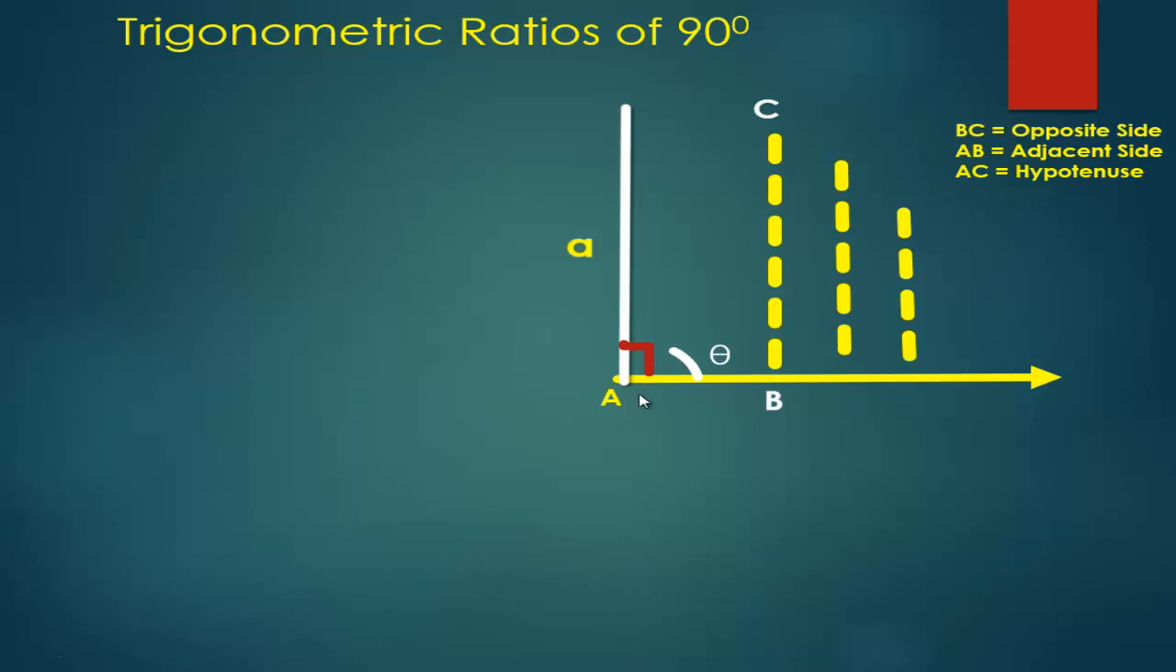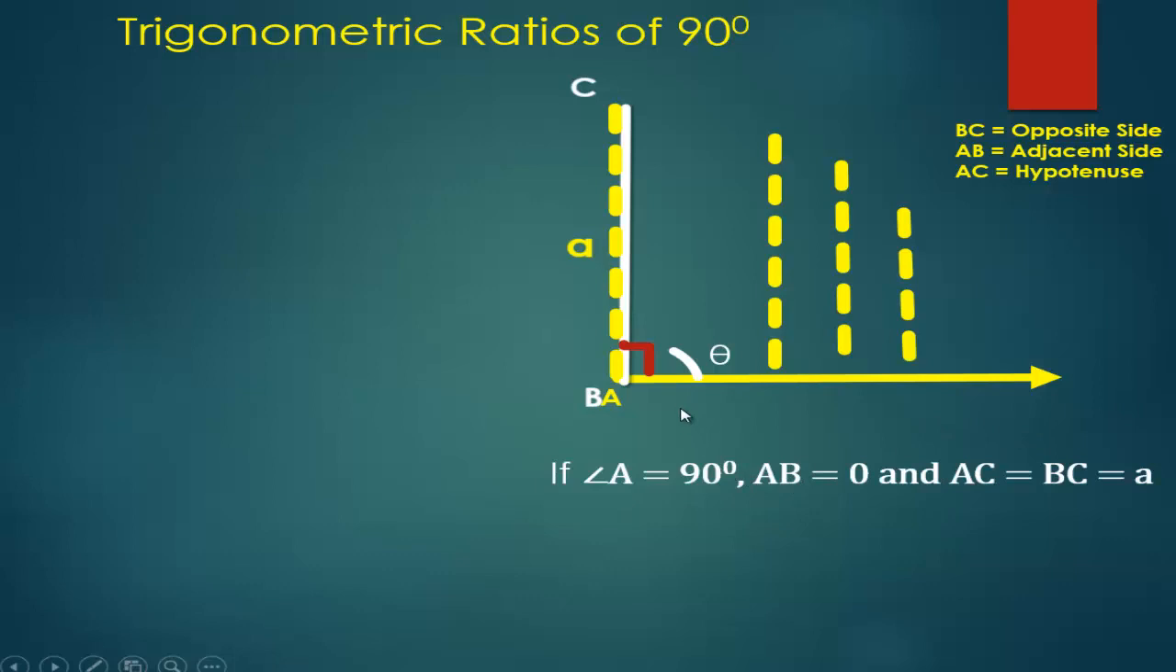The base, that means the adjacent side, becomes 0, and the height increases, that is the opposite side increases, and it would be equal to AC, that is the length a. AC and BC are equal to a. It means if angle A equals 90 degrees, AB becomes 0, that is the adjacent side becomes 0, and AC equals BC equals a, which means hypotenuse equals opposite side equals a.